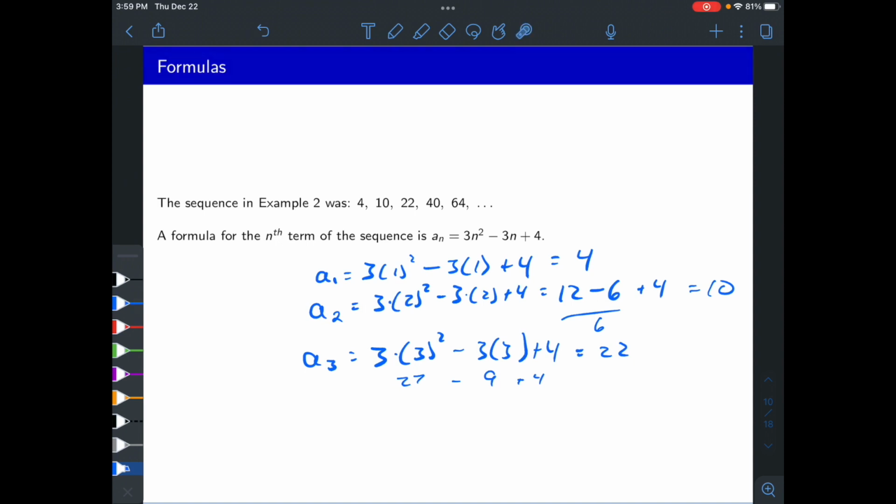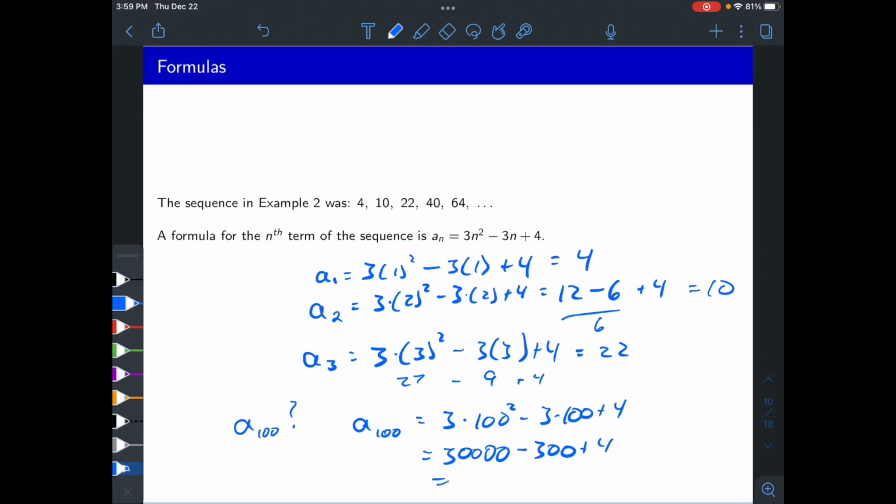If I were told that this formula does hold true for this sequence, I could then ask, what is the 100th term of the sequence? And I wouldn't have to figure out the whole difference table and all of that. I could really just plug in 100 into this and figure out what I get. A sub 100 is 3 times 100 squared minus 3 times 100 plus 4. 3 times 100 squared, that's going to be like I add on 4 zeros, minus 300 plus 4.